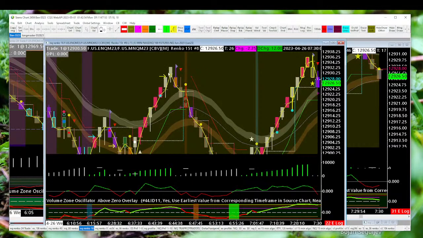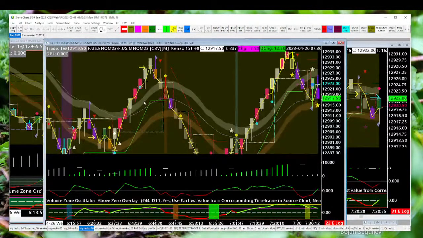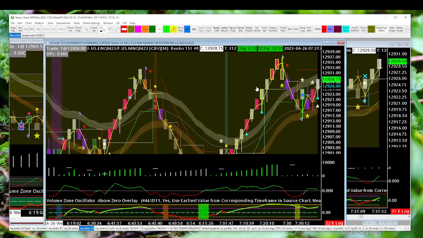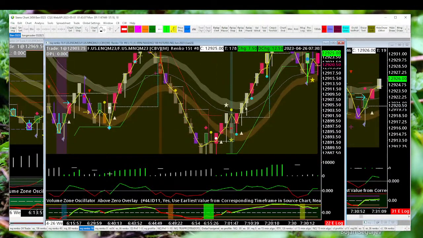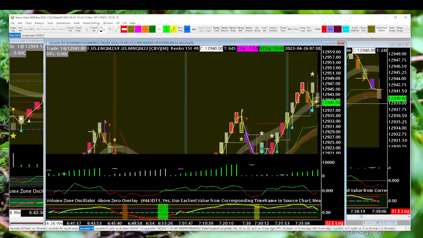Now this one's going in the opposite direction, so let's just skip those for now, because that setup is better on the higher time frame. So let's just ignore it, right? Because it's going the wrong direction. So we don't have any arrows down here. And okay, here's the next one, right?